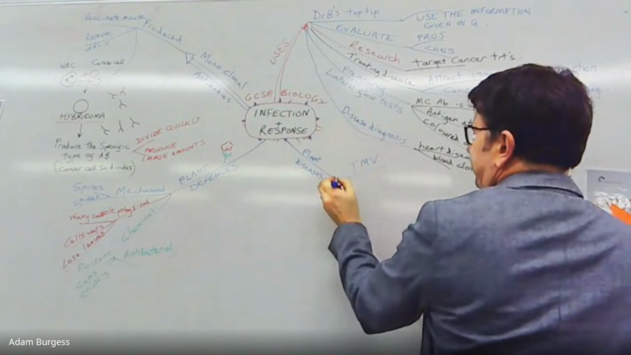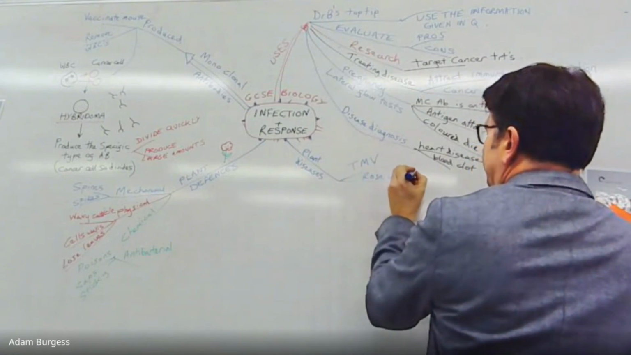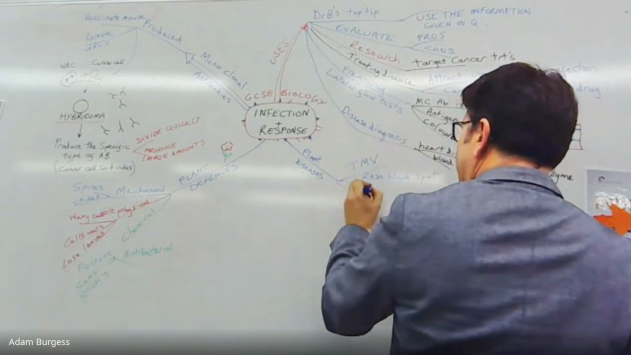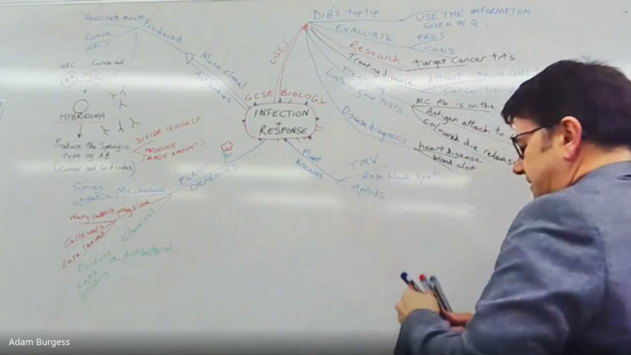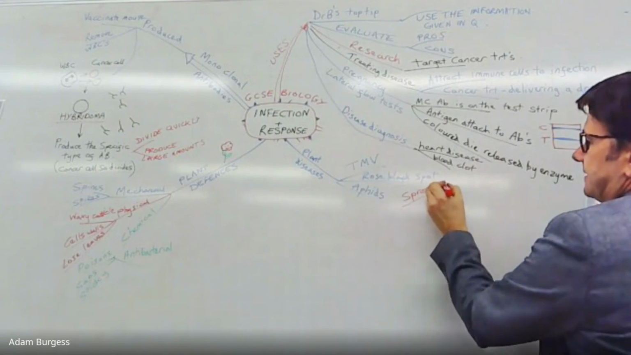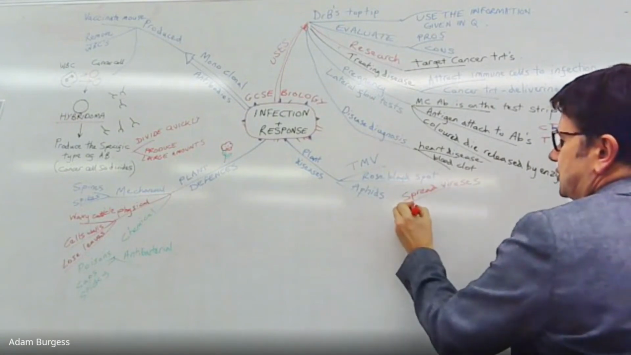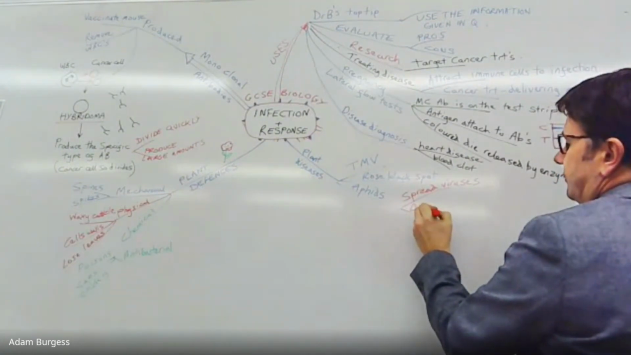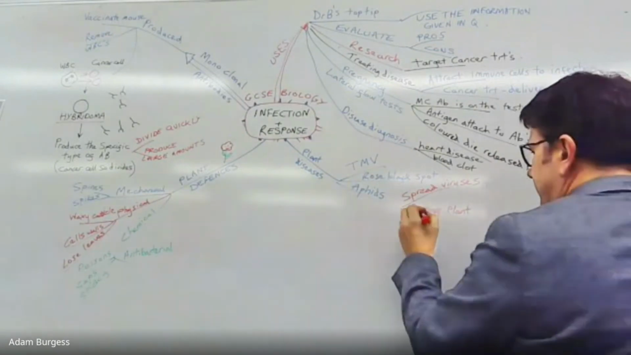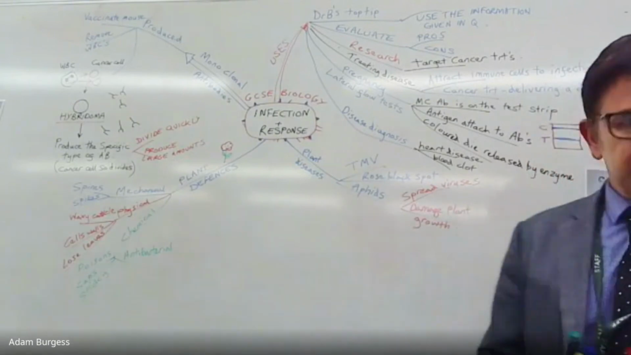So tobacco mosaic virus, rose black spot, the new one in this section is aphids. So aphids are green fly, okay? So aphids, the problem with aphids is they spread viruses, okay? They also damage plant growth. Okay.